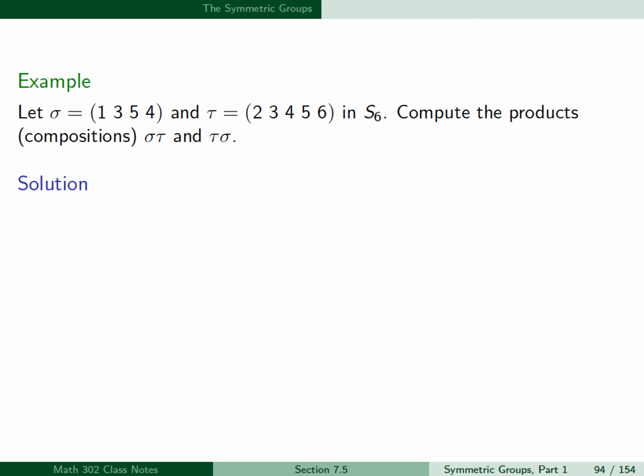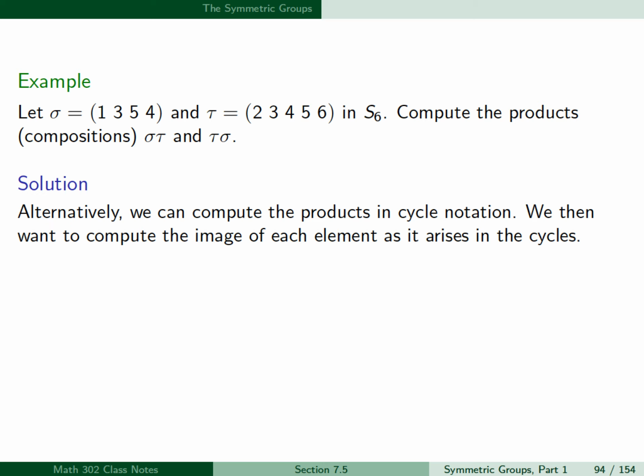Now, we can compute these products again. Alternatively, we can compute the products in cycle notation. We then want to compute the image of each element as it arises in the cycles. So we'll write out sigma tau again. And instead of using the two-row form, I want to use the cycle notation. And so I'll start with a cycle containing 1.